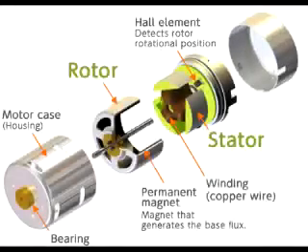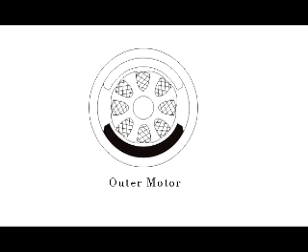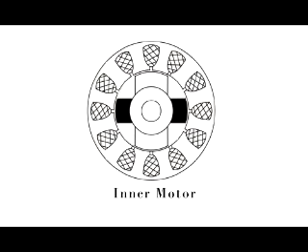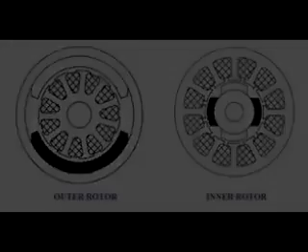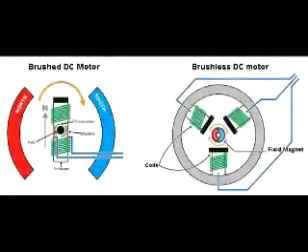Basically, there are two types of brushless DC motors. The first one is the outer rotor motor, and the second one is the inner rotor motor. The basic difference between these two is only in the design, but their working principles are the same. The basic principle of the brushed DC motor and the brushless DC motor are the same.